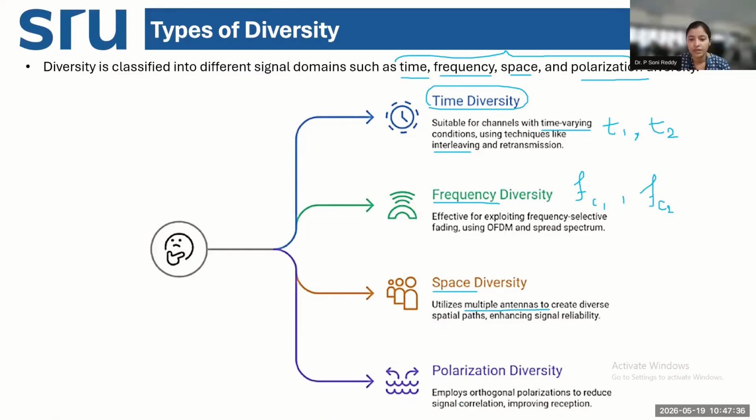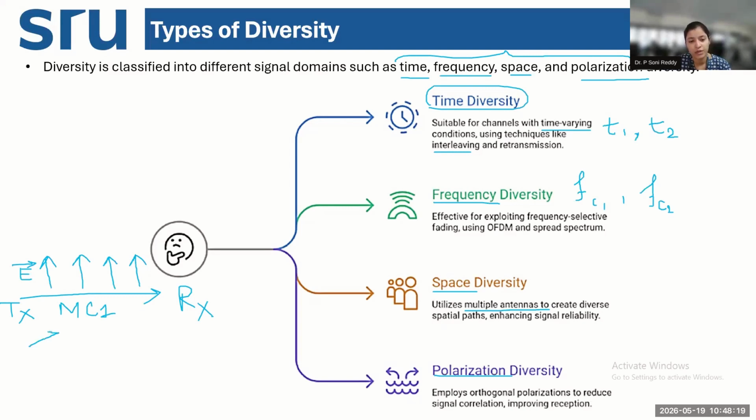Okay. Then comes polarization diversity. Polarization means the orientation of the signal. Suppose I have an electric field. When I have radio wave propagation, I have electric field and magnetic field, EM signals being transmitted. So let's say that the electric field component of one signal is oriented vertically. From the transmitter to the receiver, one of the multipath components is having a vertical electric field.